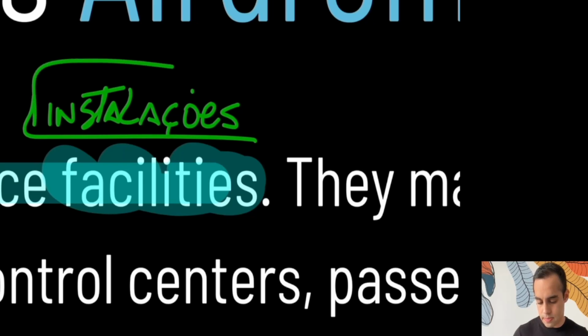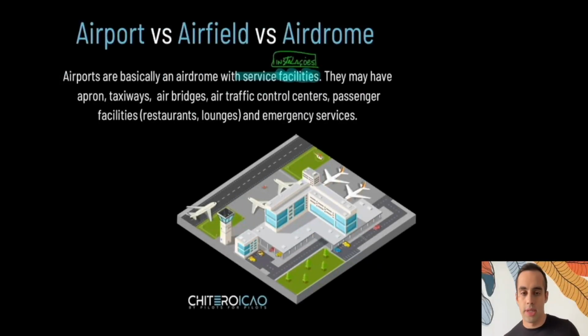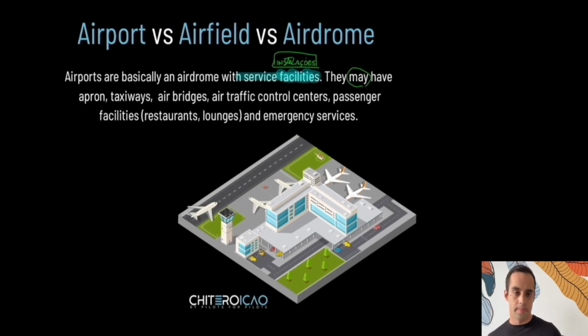All right, these are facilities, and so airports may have the possibility of an apron, taxiways, air bridges, air traffic control centers, passenger facilities like lounges, restaurants, and restrooms, and also emergency services. So basically, we need an airport when we want to provide operations for the public. Easy work, guys. Definition here.